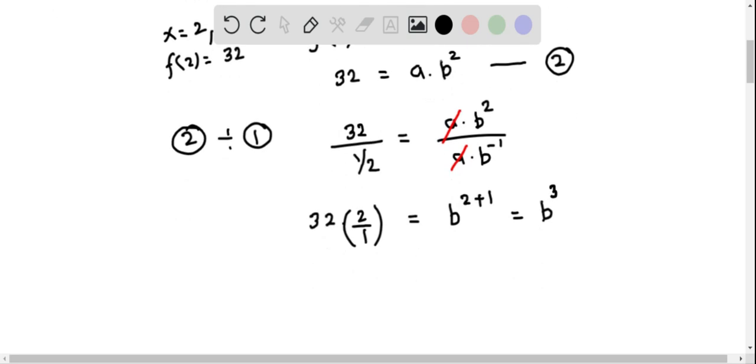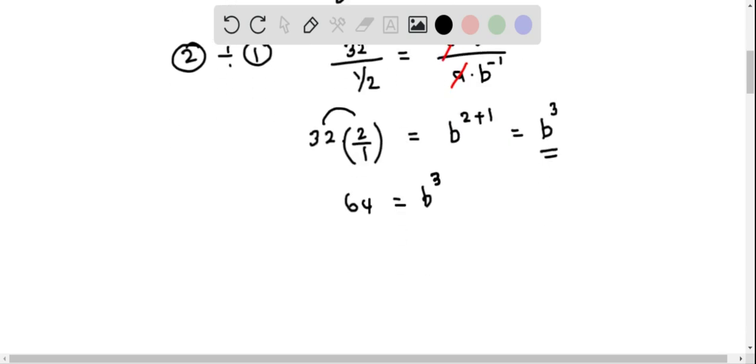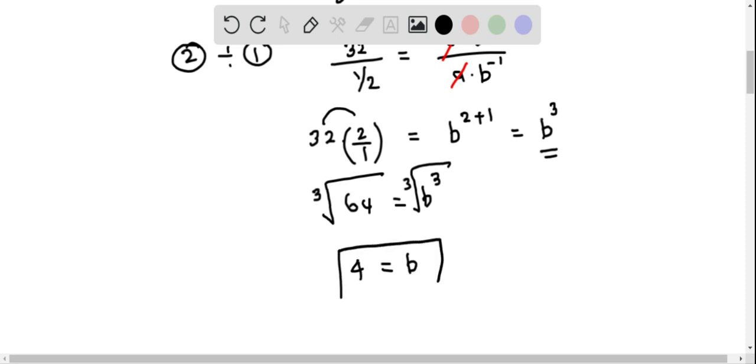So on the left side, we have 32 times 2 is 64. And on the right side, we have b cubed. So we get this equation: 64 equals b cubed. And this means we should take the cube root on both sides so that we determine the value of b. So the cube root of 64 is 4, and we take the cube root of b cubed, which is b. So we have determined the value of b equals 4.